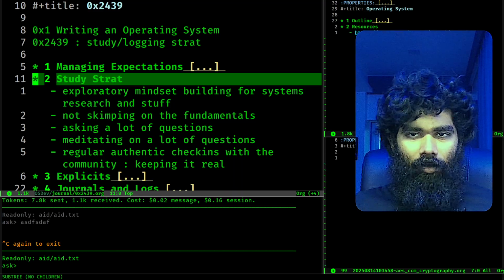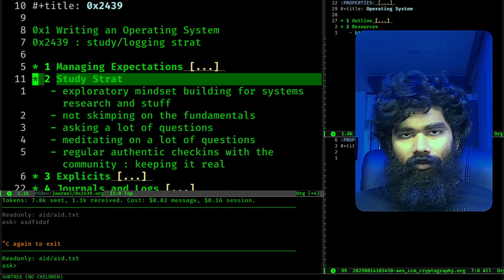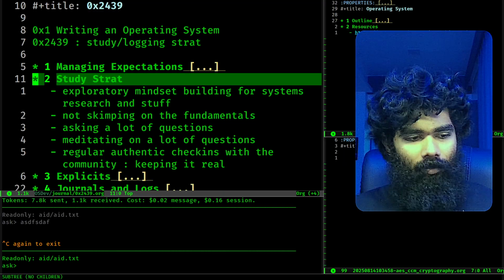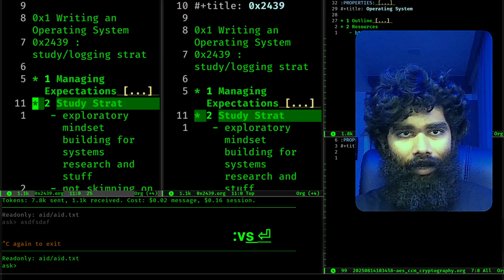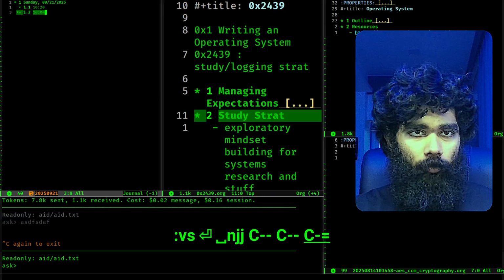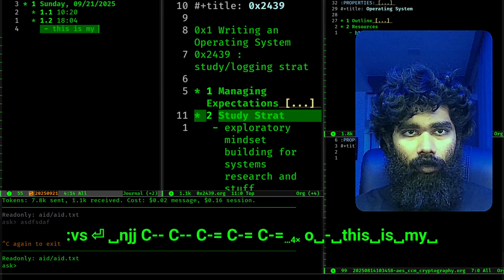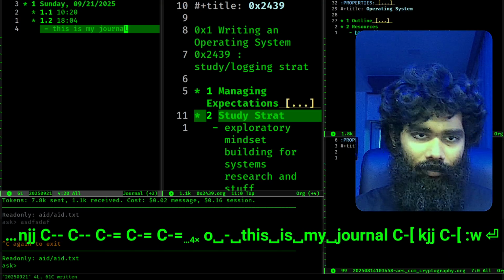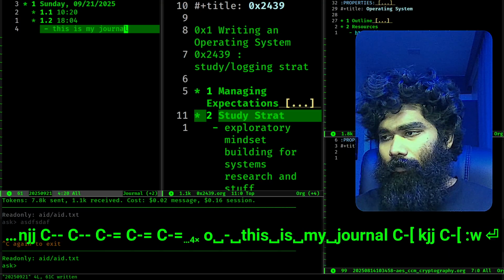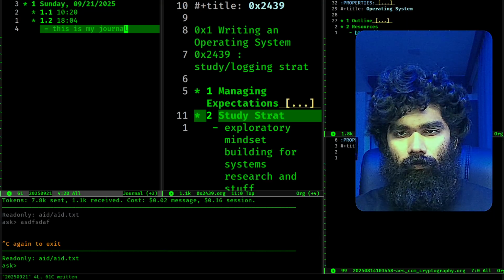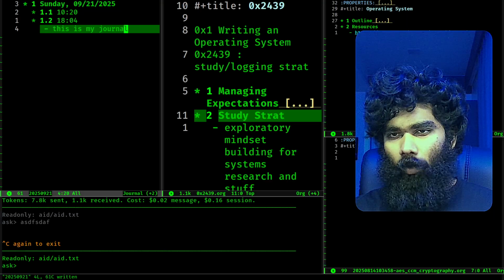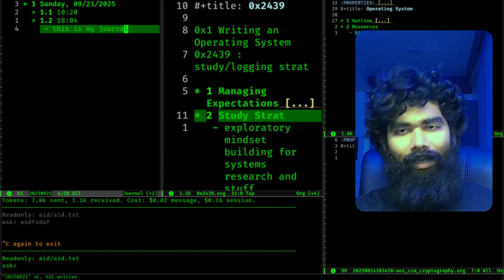So let's tackle it one by one. The simplest way of managing my mindset is having a journal. So that is of course there. If you hit space and JJ, you get an org journal. So this is my journal. That usually happens. I am giving it around an hour plus, around 1.5 hours every weekday.